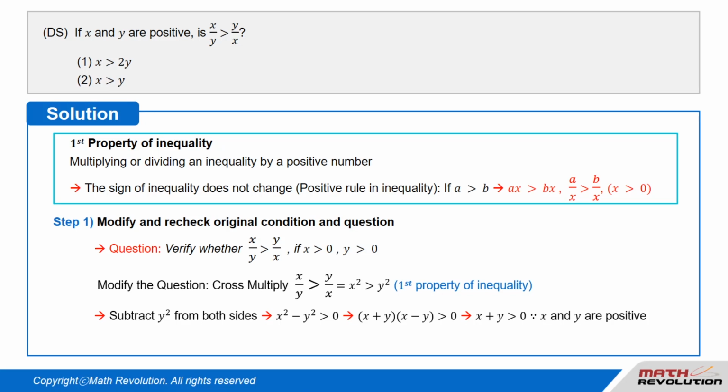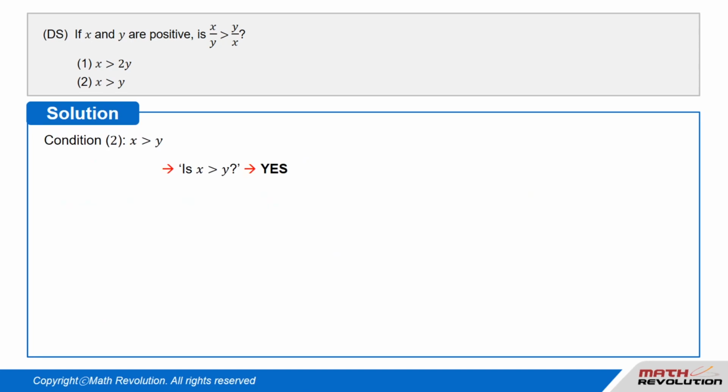If we subtract y squared from both sides of this inequality, we get x squared minus y squared is greater than 0. That is, the whole of x plus y times x minus y is greater than 0. Since x plus y is always positive when x and y are positive, we need to verify whether x minus y is greater than 0. That is, whether x is greater than y or not. Thus, let us take a look at condition 2.